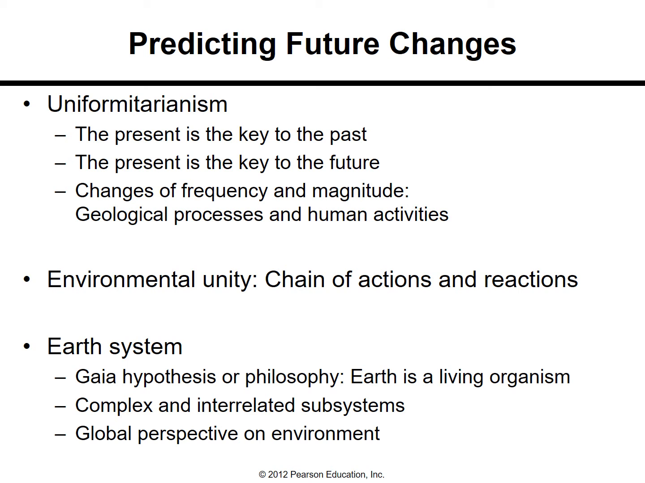The last concept in Earth system that some people find useful is the Gaia hypothesis, which is really a philosophy that regards Earth as a living organism. Now, Earth is not a living organism. It isn't. But it has some characteristics that might mimic a living organism. It has complex and interconnected subsystems, and the concept of the Gaia hypothesis is something that some people find useful when considering a global perspective on the environment.